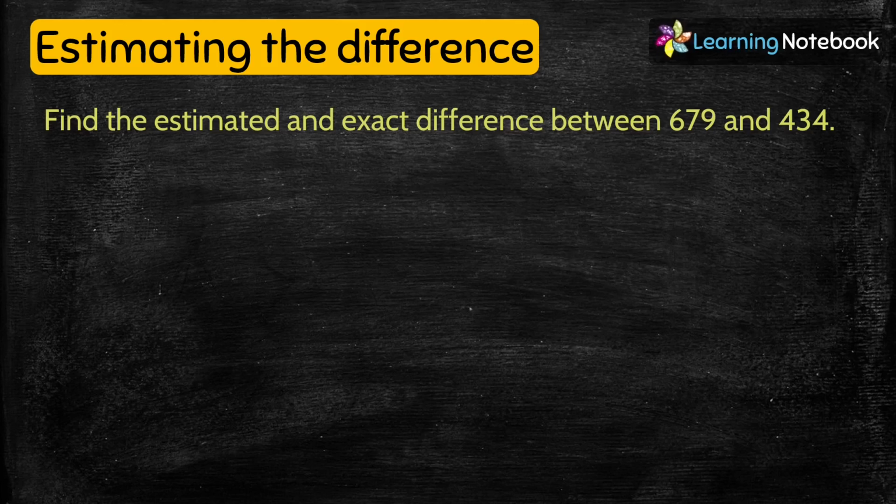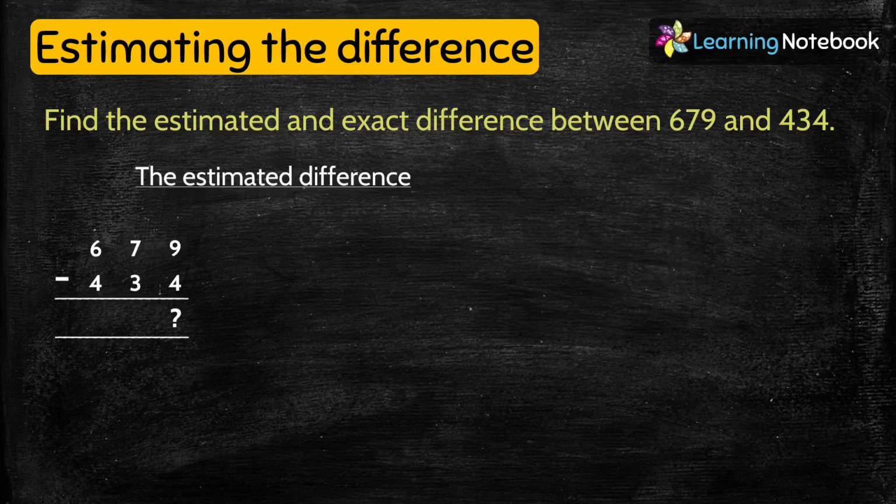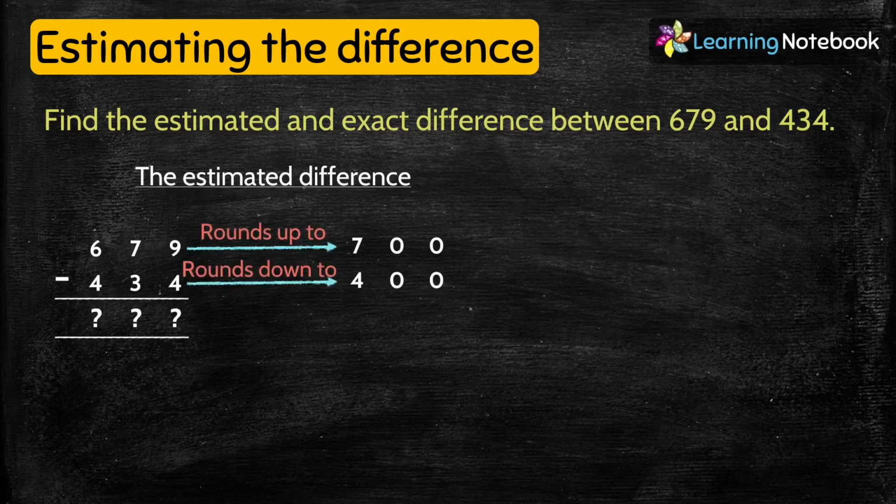So let's first find the estimated difference. For this, we need to round off the given numbers. 679 rounds up to 700 and 434 rounds down to 400. Now let's subtract these two numbers. 0 minus 0 equals 0. Again 0 minus 0 equals 0. And 7 minus 4 equals 3. So this is the estimated difference.